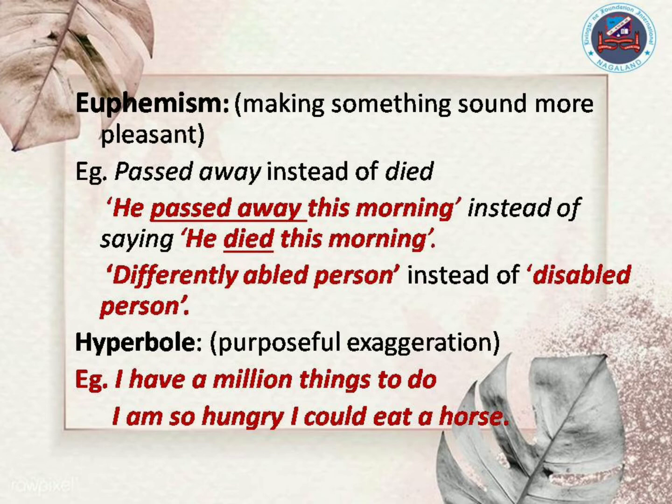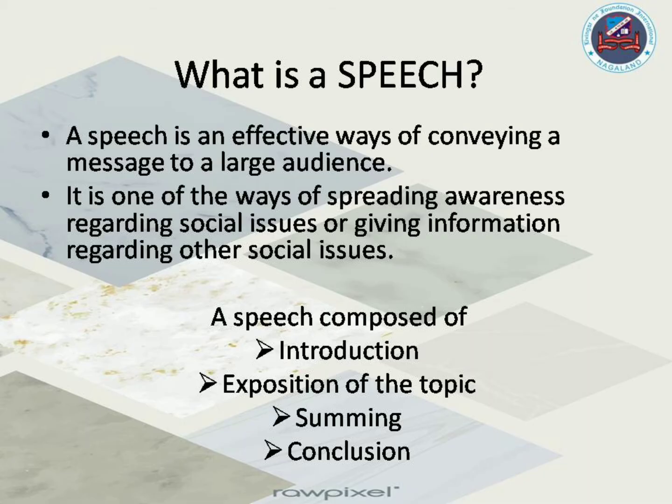Now the next one is hyperbole. Hyperbole is purposeful exaggeration. It is over-exaggerating something. The example here is, I am so hungry, I could eat a horse. This is an expression to show that you are very, very hungry. Another example here is, I have a million things to do. So these are examples of hyperbole.